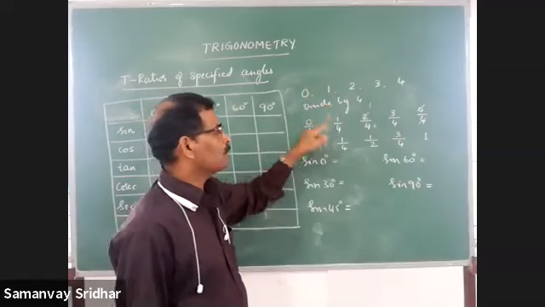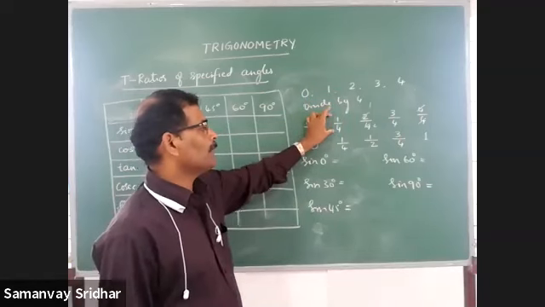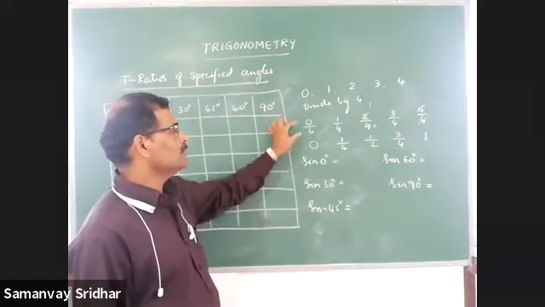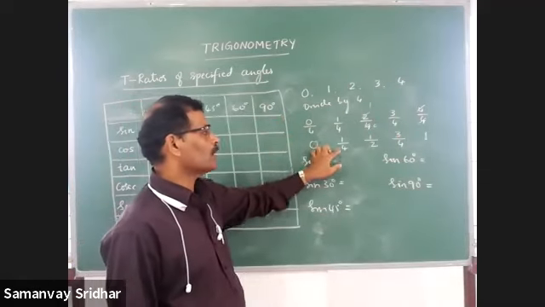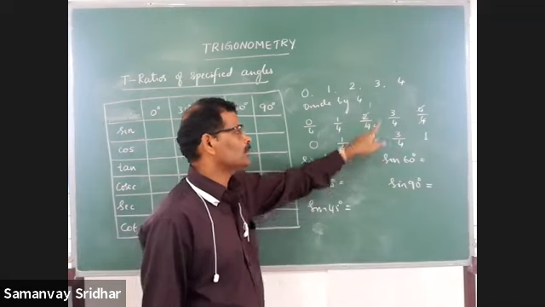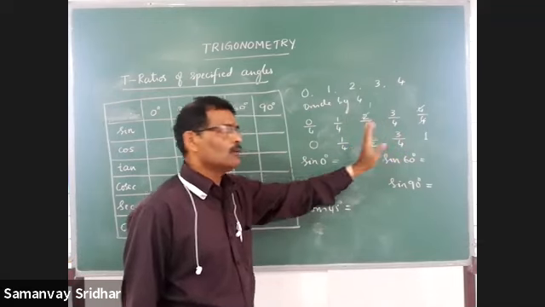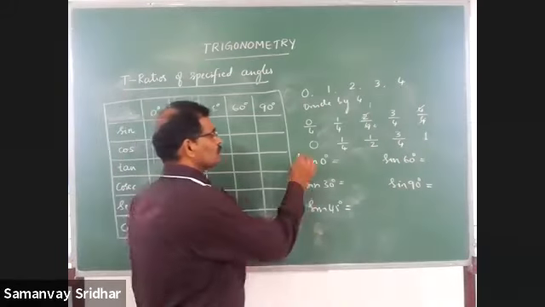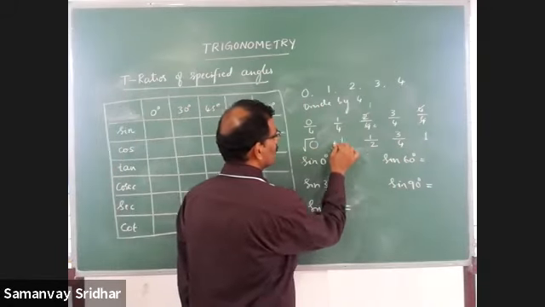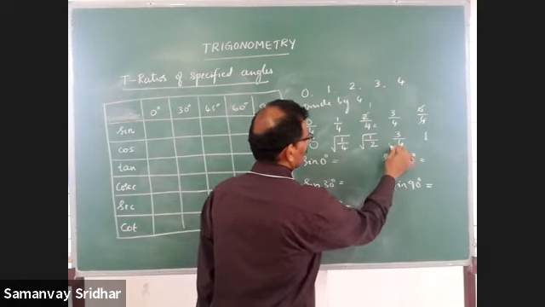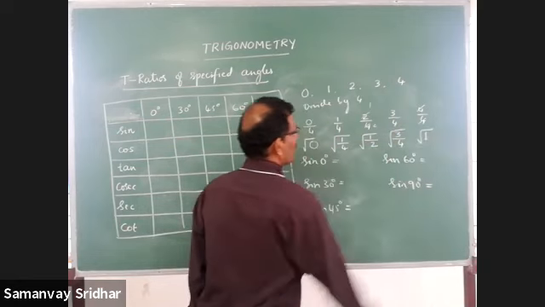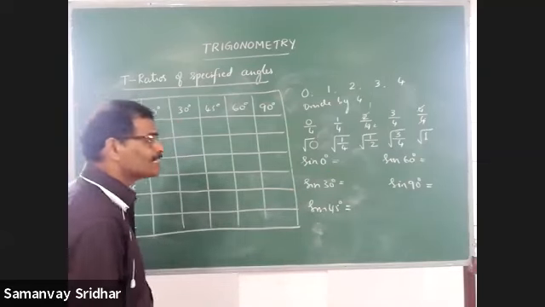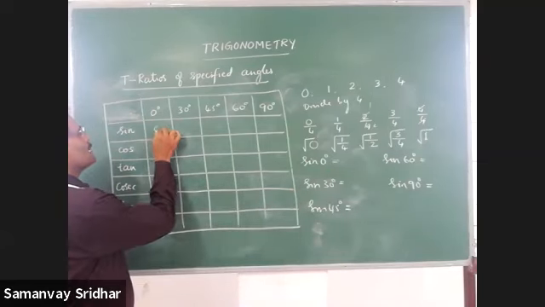Divide all these by 4: 0 by 4, 1 by 4, 2 by 4, 3 by 4, 4 by 4. Simplify them. 0 by 4 is 0, 1 by 4 is 1 by 4, 2 by 4 is 1 by 2, 3 by 4 is 3 by 4, 4 by 4 is 1. Then the last thing we have to do is find the square roots of them. What is the square root of 0? 0. Therefore, the value of sine 0 degree is 0.